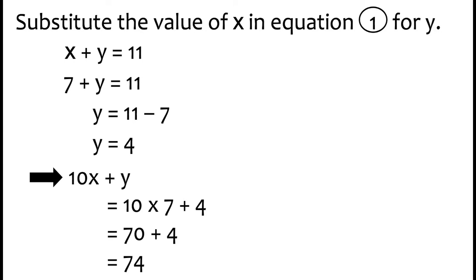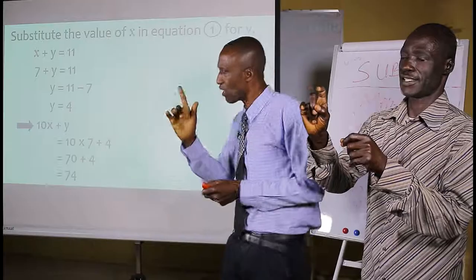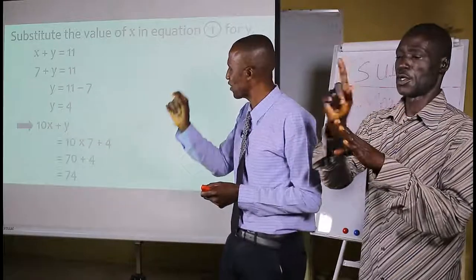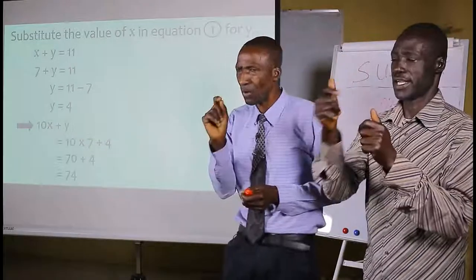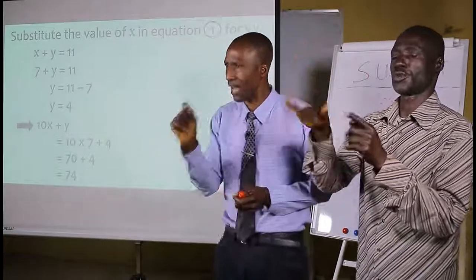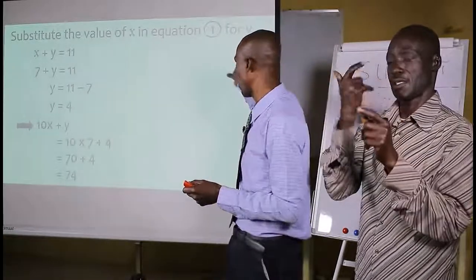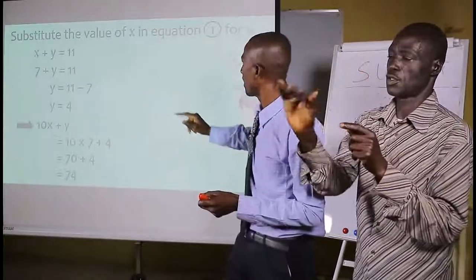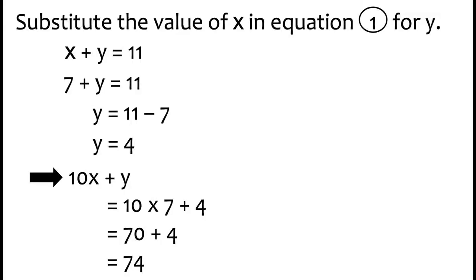So, we are to substitute the value of x in equation 1 to find y. But don't forget, you are not restricted to any equation to use. You can use either 1 or 2. You are still arriving at the same answer. But as for me, I pick 1. So now, the value of x is 7. So in place of x there, I wrote 7 plus y equals 11. 7 plus y equals 11.